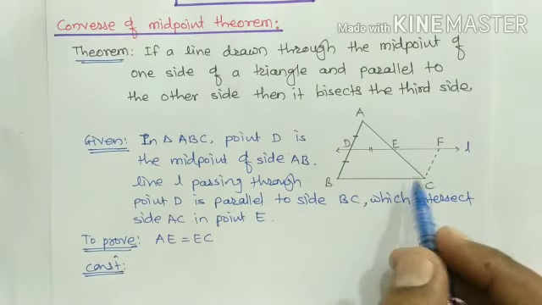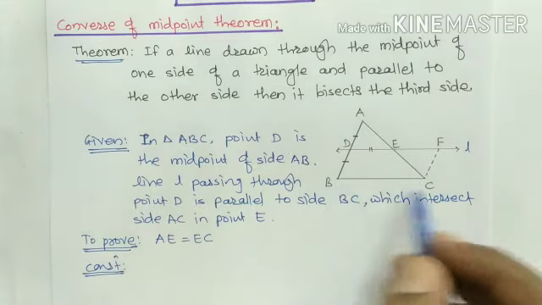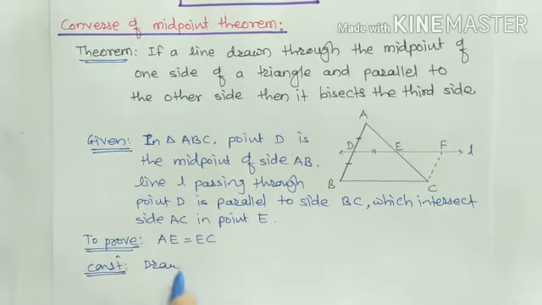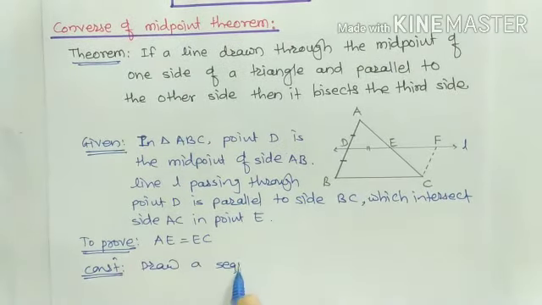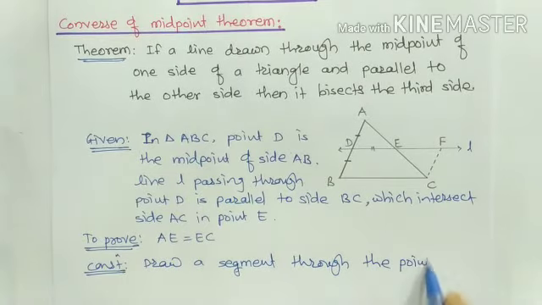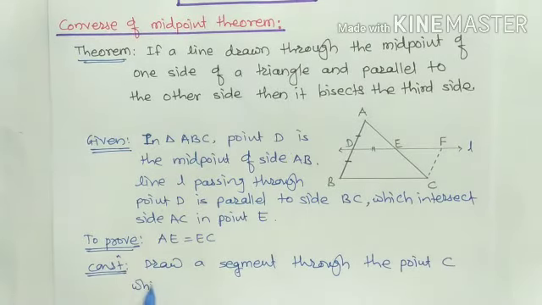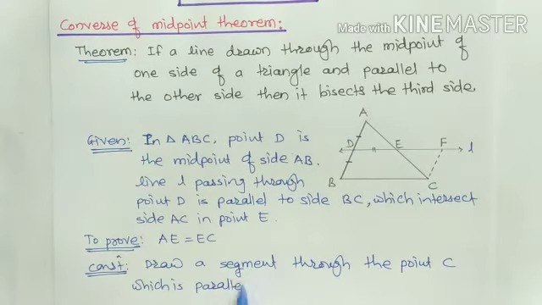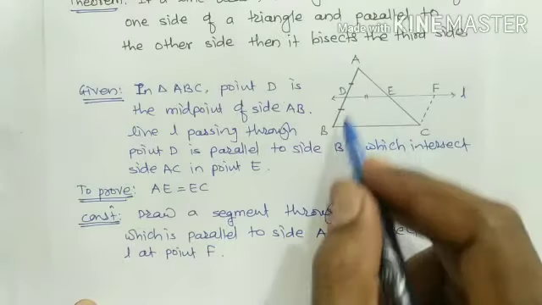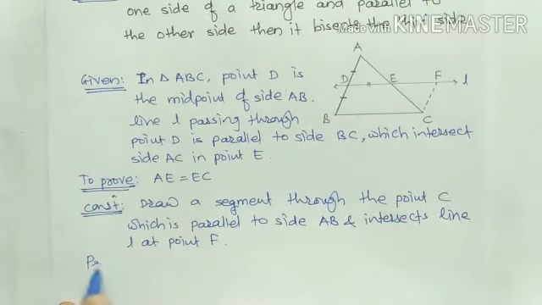Here we construct: draw a line or segment through the point C, parallel to side AB, which intersects line L at point F. It means that CF is parallel to AB. Now here we add the proof.